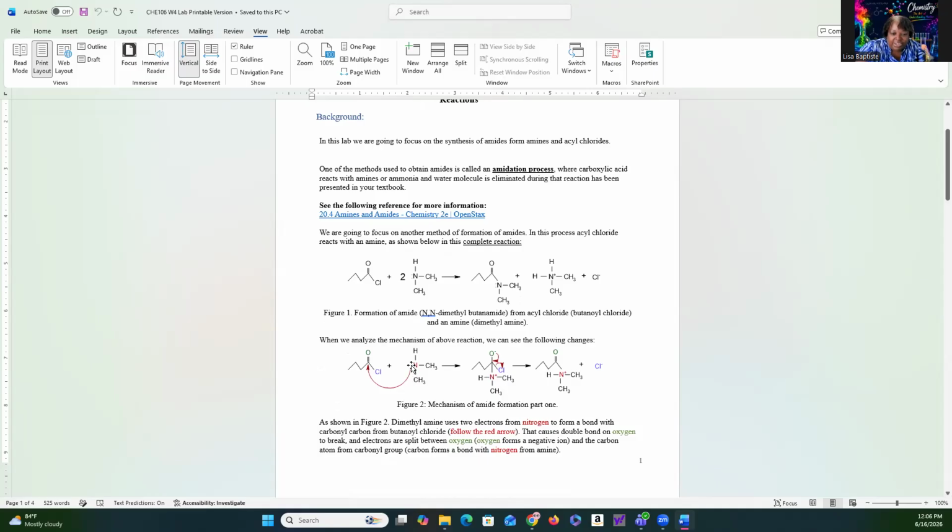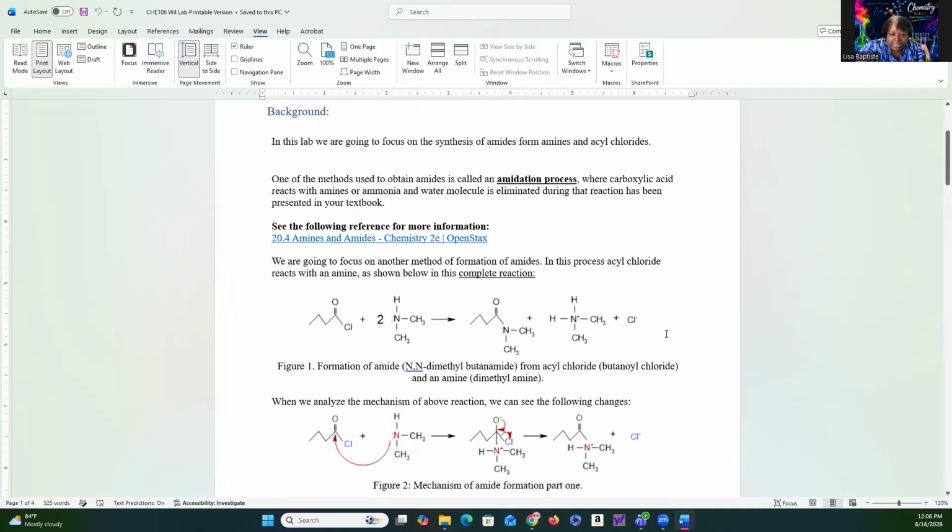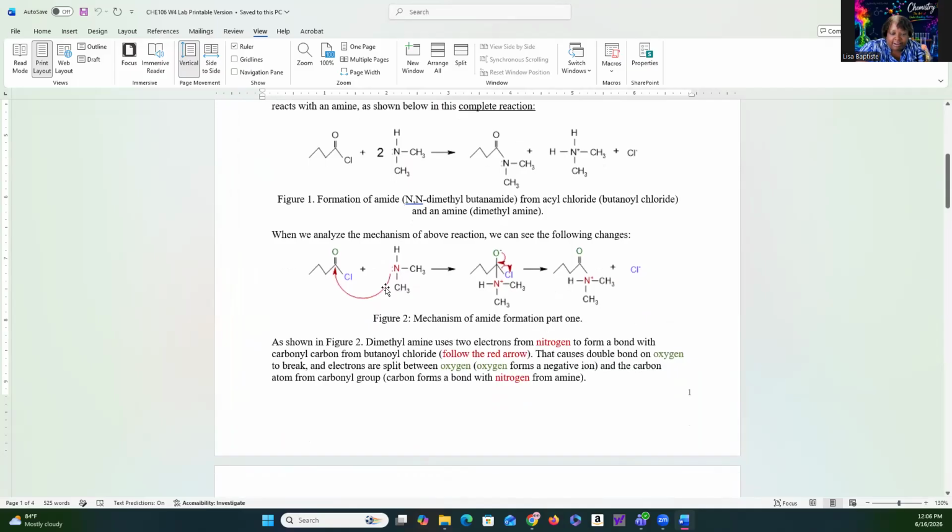So that lone pair of electrons is going to go to this carbon, okay? And as you can see here, I'm going to make this a little bit bigger so we can see what's going on with these arrows. So the electrons from the lone pair are going to come and combine with the carbon, and it's going to form a bond. As we can see here, we form a bond between the nitrogen and that carbon.